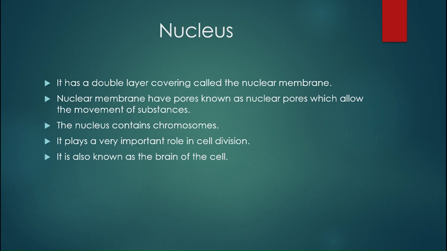Now, the nucleus. It has a double layer covering called the nuclear membrane. It has the same work as the plasma membrane, transferring material from the cytoplasm to the nucleus or from the nucleus to the cytoplasm through the pores present in the nuclear membrane, known as nuclear pores. The nucleus also contains chromosomes, which are the most important part for cell division or for transferring characteristics from the parent to the offspring, and it is also known as the brain of the cell.